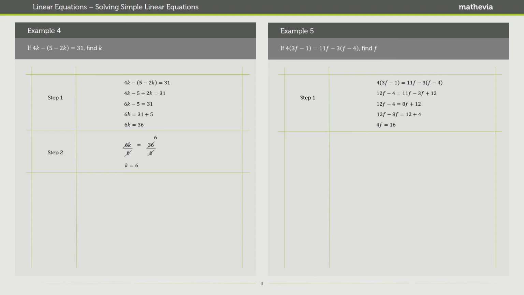So I have 4f equals 16, and now I'm just going to divide both sides by the coefficient of f, which is 4. So f equals 4. And that is actually all there is to solving simple linear equations.